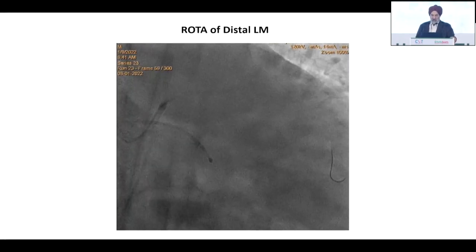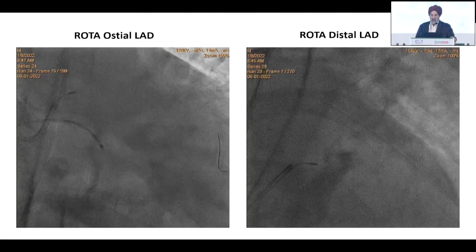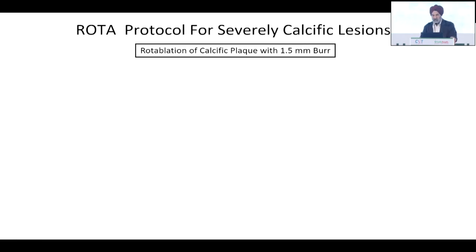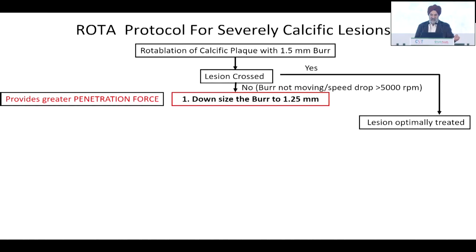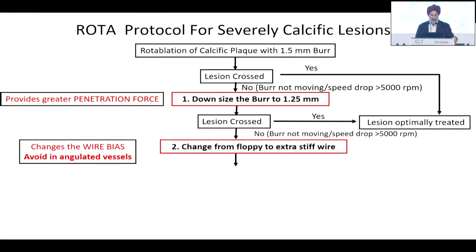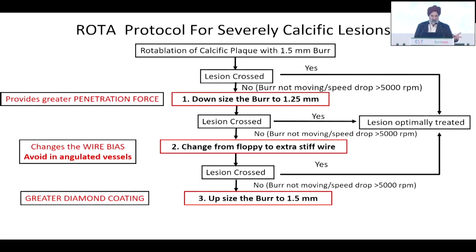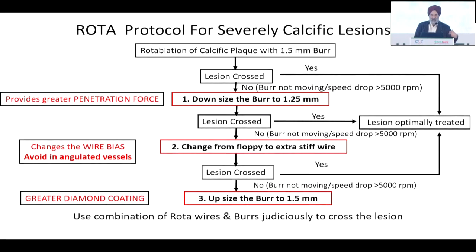We chose a smaller burr first, we created a channel, and thereafter we ablated the plaque in a step burr fashion. The protocol which we follow is, we always choose the 1.5 burr. If the lesion is crossed, there is happiness. If it doesn't cross, we downsize because it has a greater penetration force. If the lesion is crossed, happiness. If it doesn't cross, we change to an extra support wire because this changes the wire bias. And if it does not help, then we go back to the 1.5 burr because it's got a greater diamond covering. So it's basically a combination of rota wires and burrs which help you get over an uncrossable calcific lesion.